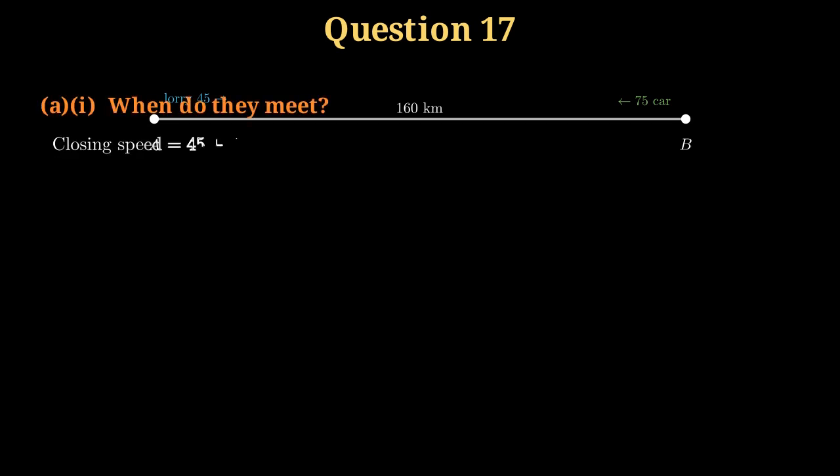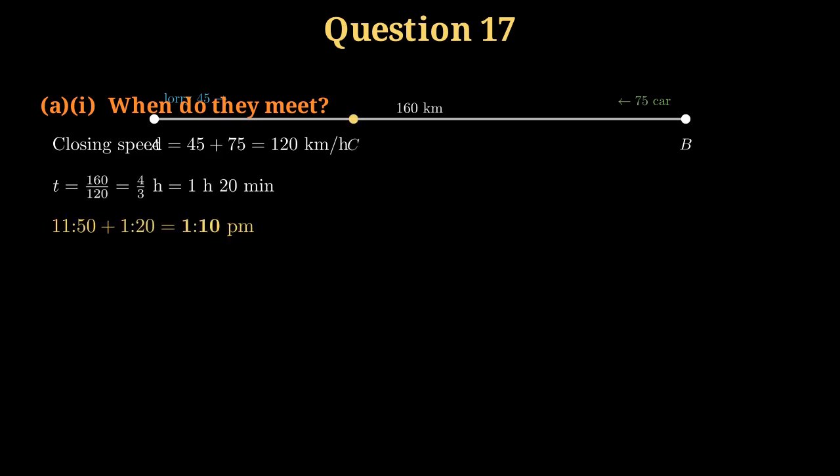Part A. 1. They move towards each other, so their speeds add. The closing speed is 45 plus 75, 120 kilometers per hour. The time to meet is the distance over that. 160 over 120, which is 4/3 of an hour, or 1 hour 20 minutes. Add that to 11:50 to get 1:10 in the afternoon.